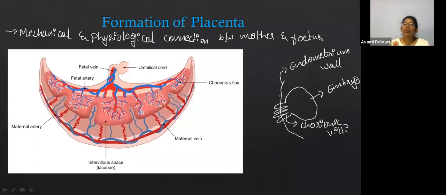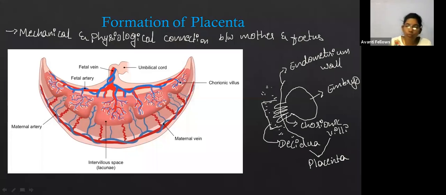Okay, now we are going to call this endometrium. The endometrium is made up of so many blood vessels and other things, right? So this part of the endometrium we are going to call the decidua. Decidua plus chorionic villi, both together we call the placenta. How is the placenta formed? The chorionic villi of an embryo and the decidua of an endometrium wall combinedly form a placenta. Is this clear?